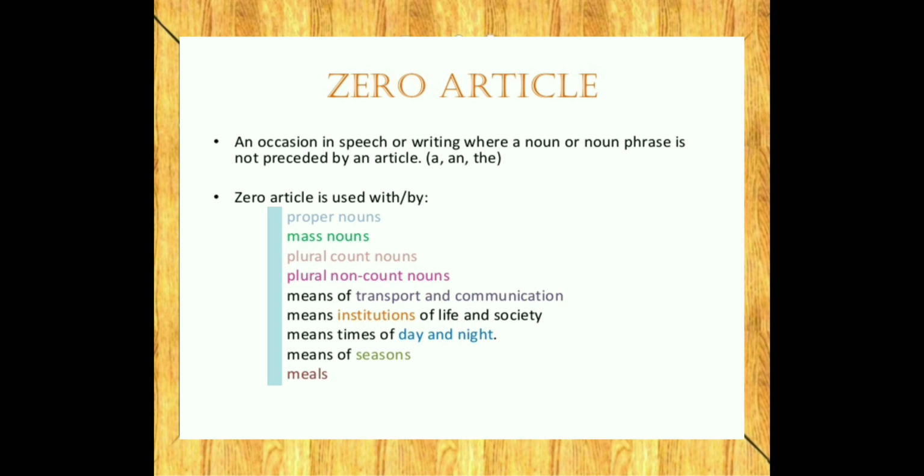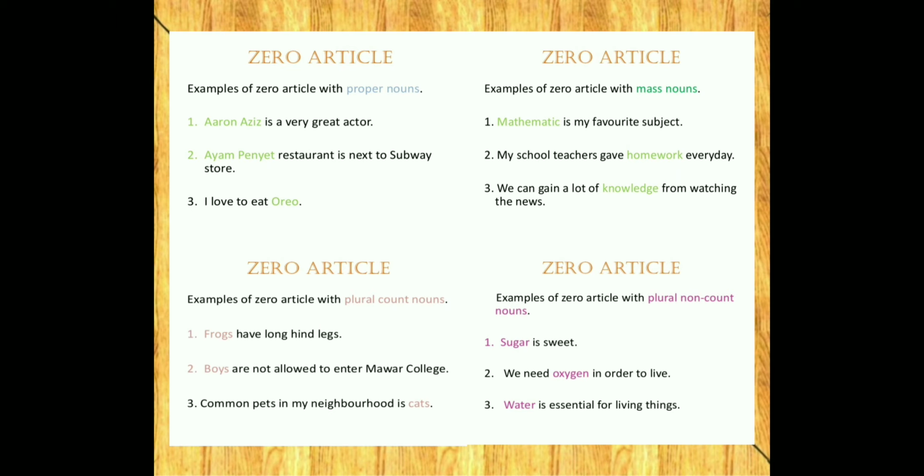Zero article is used with these things. Let's discuss them. So, the examples of zero article with proper nouns. We cannot use any article with proper nouns, so we have to use zero article there. For example, Aaron Aziz is the name of an actor. Ayam Penyet is the name of a restaurant. I love to eat Oreo, the name of a biscuit. So you cannot use any of the three articles here, and you have to use zero article or no article.